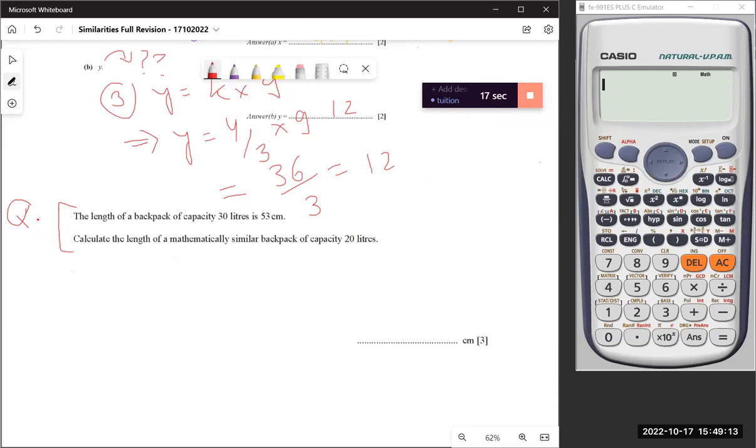Okay, sir. The length of a backpack of a capacity 30 liters is 53 centimeters. Calculate the length of a mathematically similar backpack of a capacity 20 liters. Okay, so we know capacity means the liters is always for volume. Let's say we have two backpacks, a mathematically similar backpack and this backpack. We'll make two bags here.